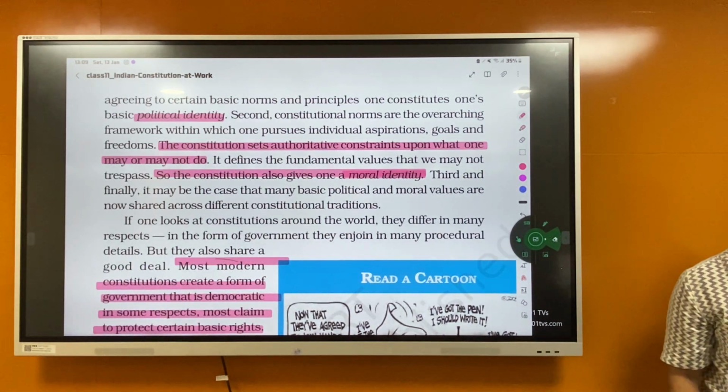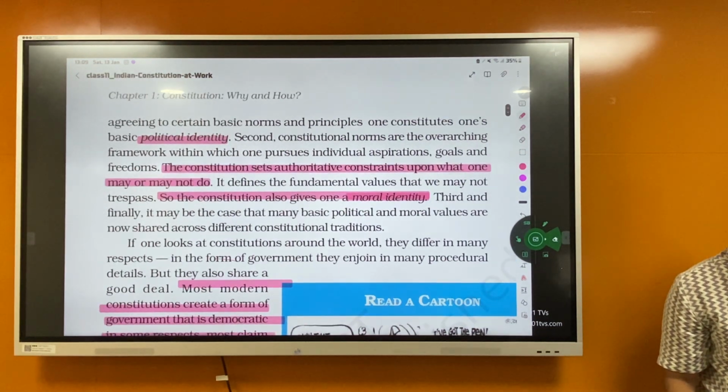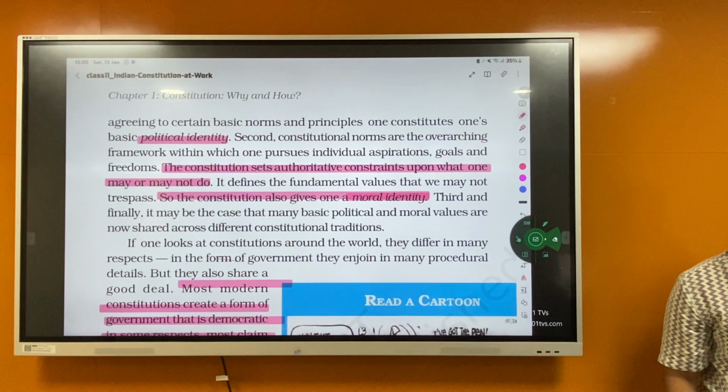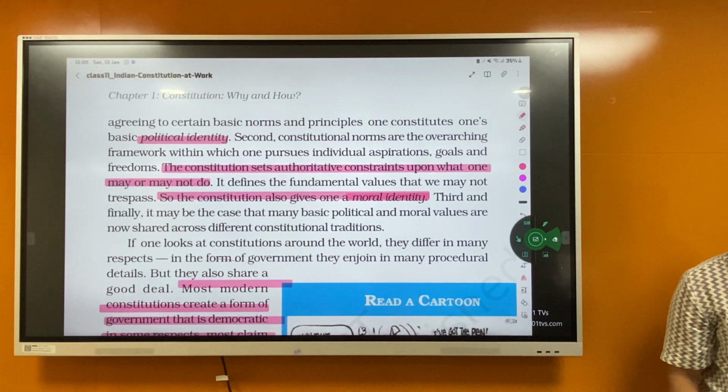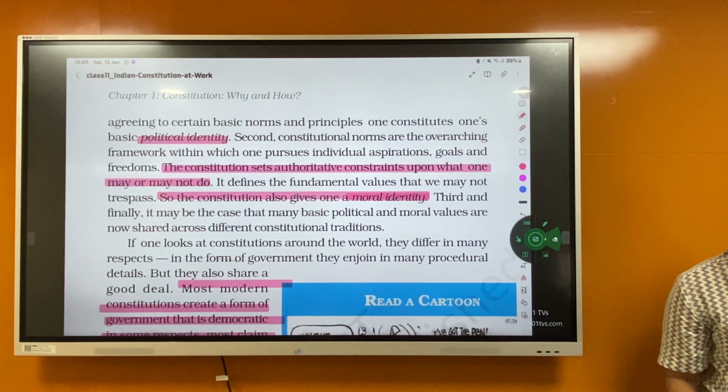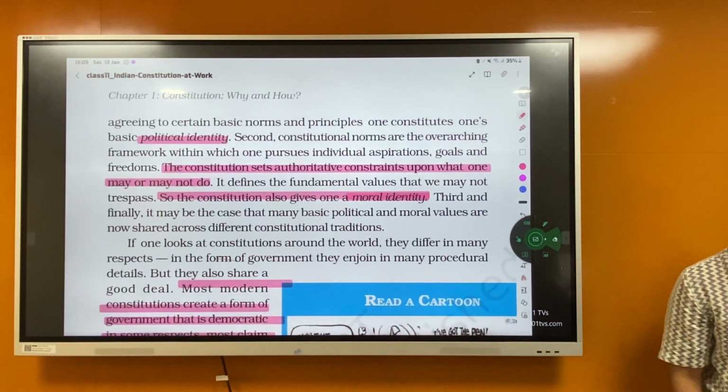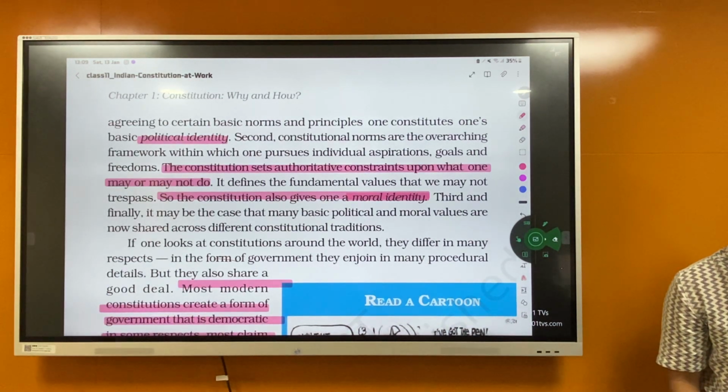Okay, stop. So write this, whatever is marked there, right? Keep on writing it. It will help you to build your answers. So the Constitution gives us political identity. Next point, the Constitution sets authoritative constraints upon what one may or may not do. So if there's a question on the Constitution, we have to write all these things.